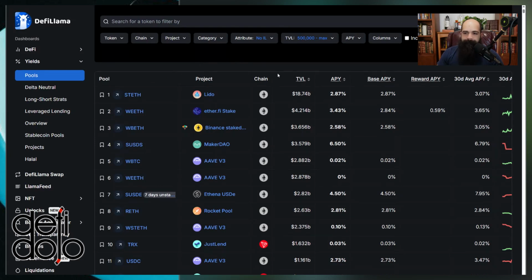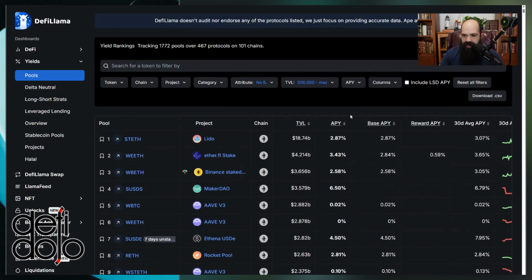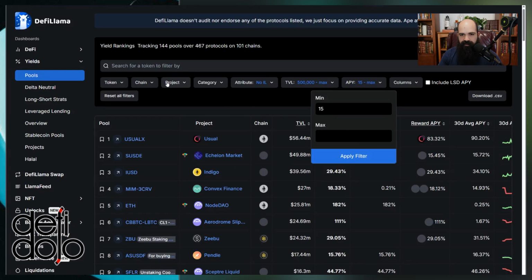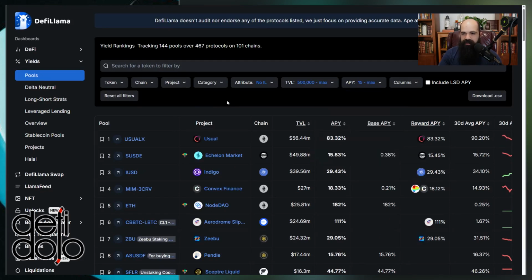Okay, so what do we get? We get a bunch of 2%. I'm not super excited about that. I'm not really looking for that because that would take years to get 5%. So then you can go APY and then you can do a minimum. Let's just say 15%. Let's see what has no IL out there for 15%.